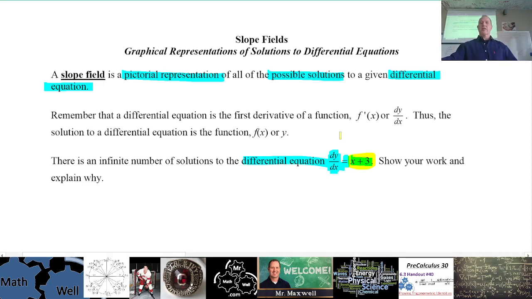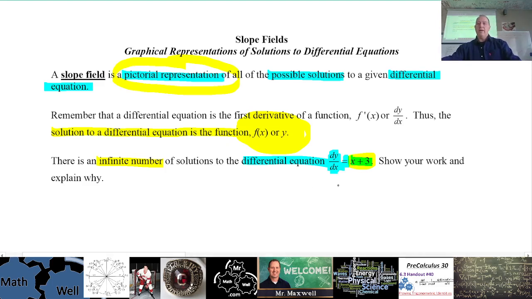Now, this slope field will be a pictorial representation of the solution. So the solution to a differential equation is the function f of x, or just y. And we are now doing a pictorial representation of the possible solution. So we're going to do a pictorial representation of the original function f of x, but not just one, but all of them, all of the possible solutions. There is an infinite number of solutions to any differential equation if you are not given initial conditions. Okay, so show your work and explain why. Well, let's do that together.